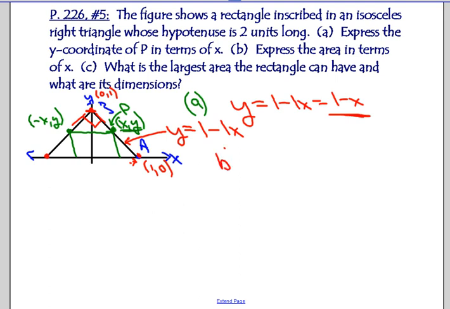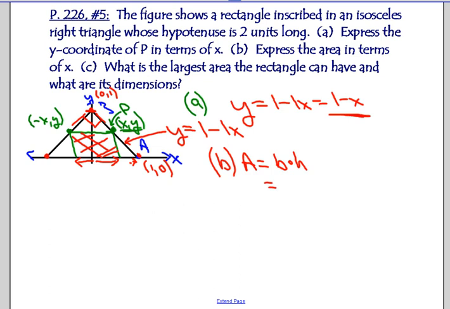Now we come down to part B. Express the area of the rectangle in terms of x. So we come back here and look at our rectangle, and we notice it goes x units to the right and x units to the left. We know the area of a rectangle: area is base times height.